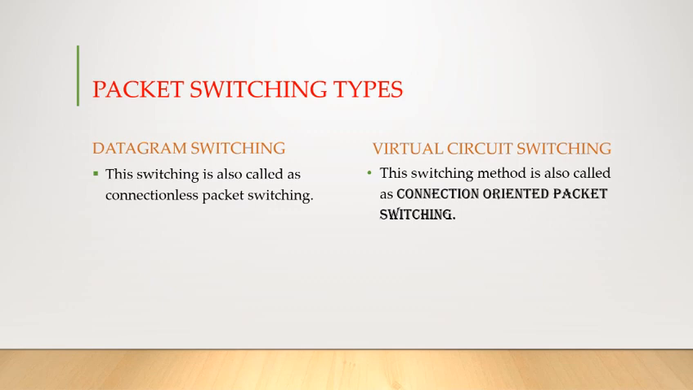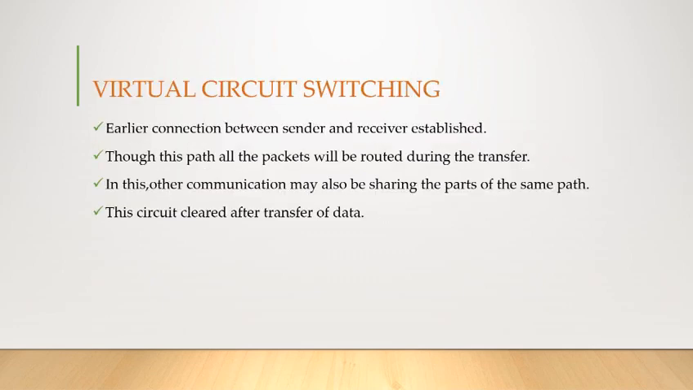In packet switching, there are two types: datagram switching and virtual circuit switching. Datagram packet switching is also known as connectionless switching, and virtual circuit switching is known as connection-oriented packet switching. In virtual circuit switching, a pre-planned route is established between the sender and the receiver. In this approach, the path is fixed for the duration of a logical connection.